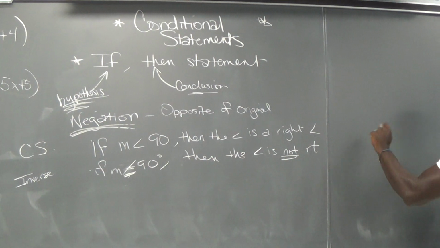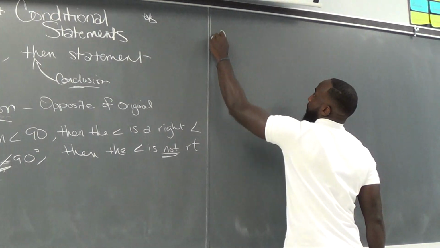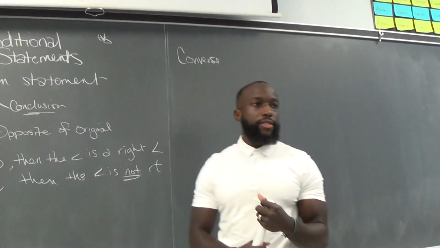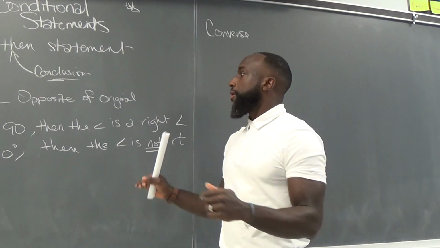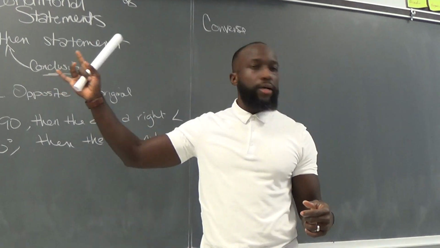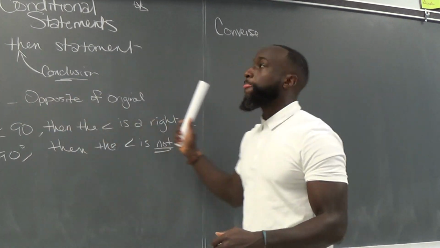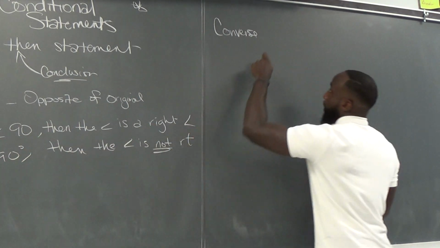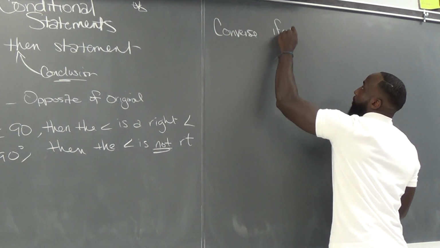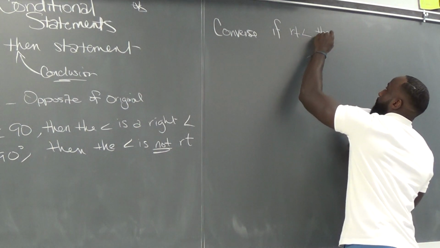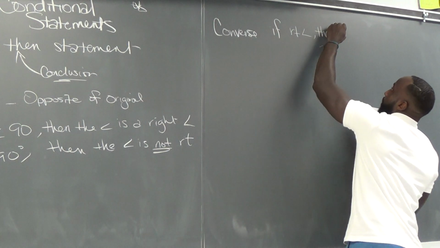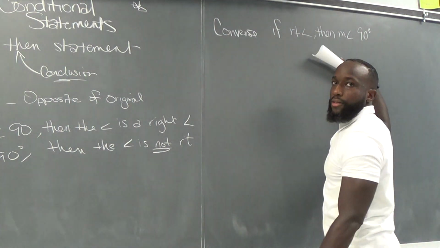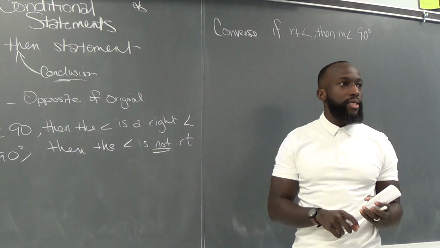Along with our conditional statement, we have something else called a converse statement. The converse is not the sneakers, but it's the flipping of the hypothesis and the conclusion. So the converse of the statement, if 90 degrees then right angle, would be: if it's a right angle, then the measure of the angle is 90 degrees. That's the converse. Does that make sense?